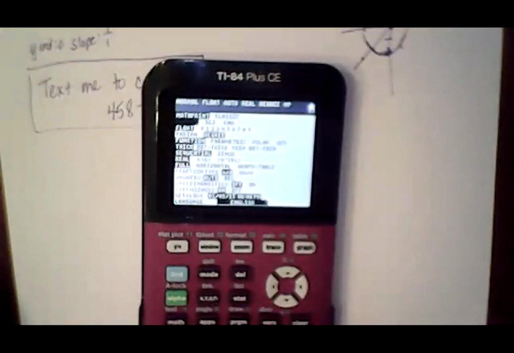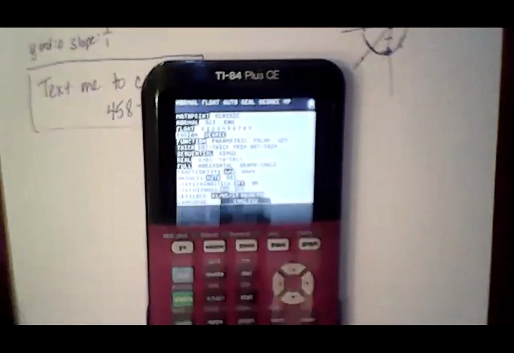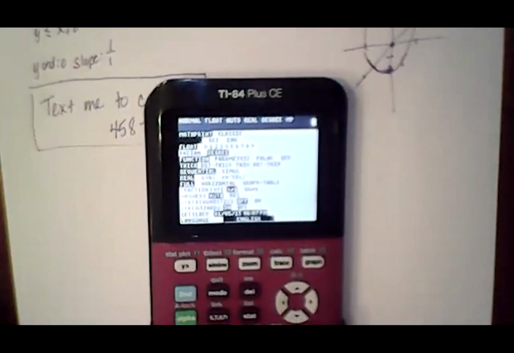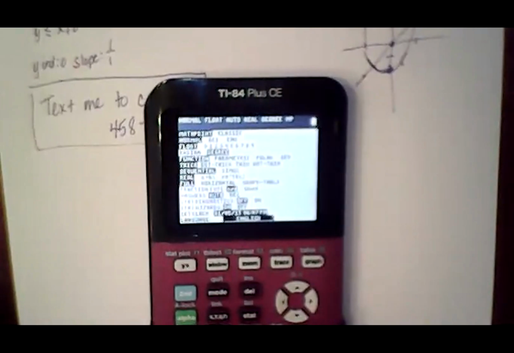Okay, are you seeing my graphing calculator? Yeah. It's pretty unfocused. I'm kind of rigged up a document camera that I could use.